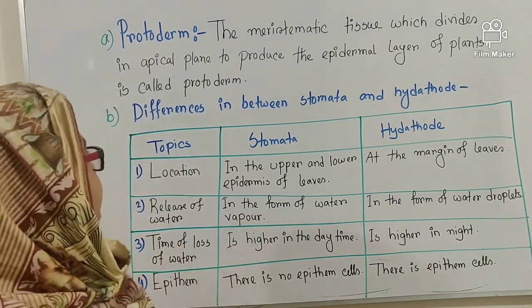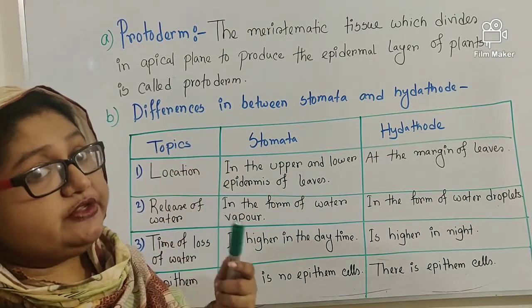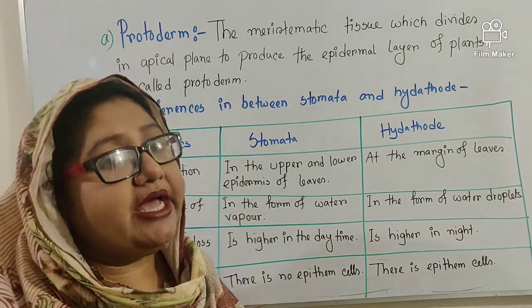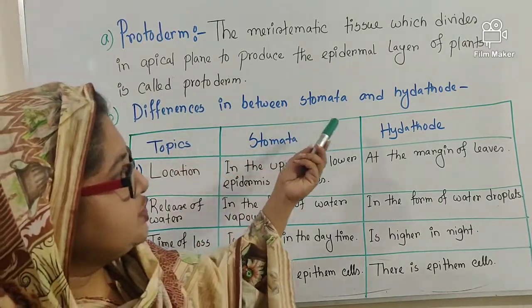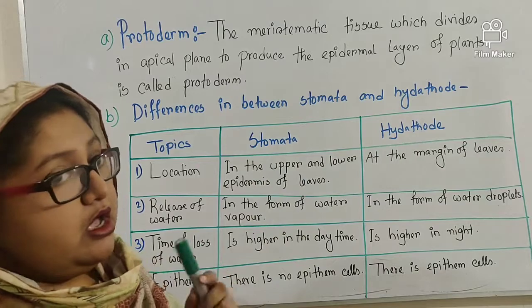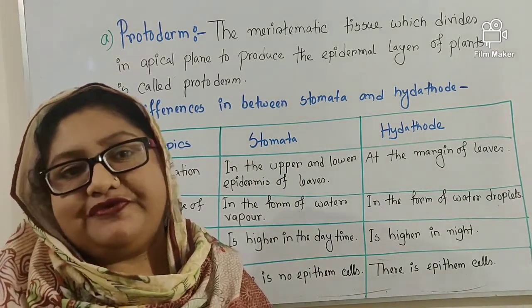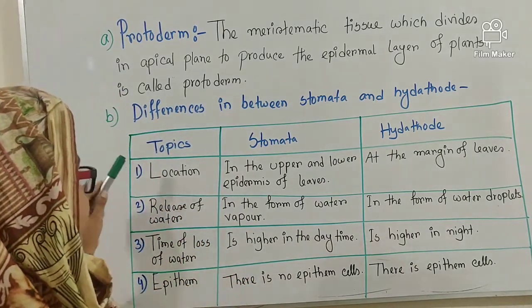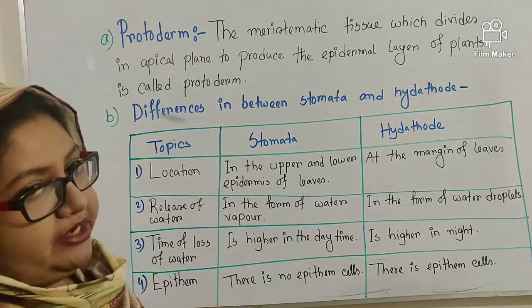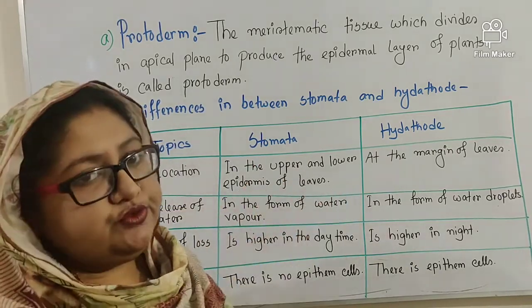Okay? Next question. You are asked to write the differences between stomata and hydathode. My dear students, you have to write at least 4 differences for 2 marks. Okay? So you will write in this pattern: first of all, you will write the topic, then the other two topics.